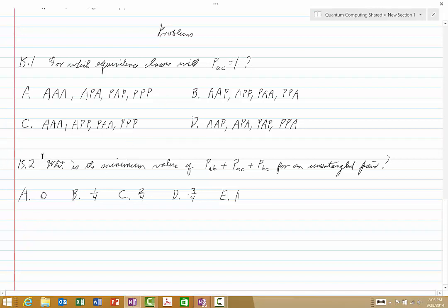And then in question 2, I ask, as we saw above for Bell's inequality, if we have an entangled EPR pair, then PAB plus PAC plus PBC is greater than or equal to 1. So the minimum value of this expression for an entangled pair is 1. What is the minimum value of this expression for an unentangled pair? Is it 0, or 1/4, or 2/4, or 3/4, or 1?